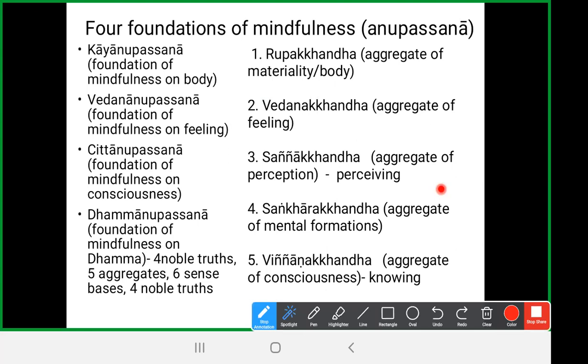Kaya is the foundation of the body. Vedana is the foundation of mindful feeling. Chitta is consciousness. Dhamma Anupassana is on Dhamma. Here, Dhamma is not the Buddha's teaching. It means there are many phenomena, including the Four Noble Truths, the five aggregates, the six sense bases, and others also. Besides this, there is also Bojjhanga, the seven factors of enlightenment.